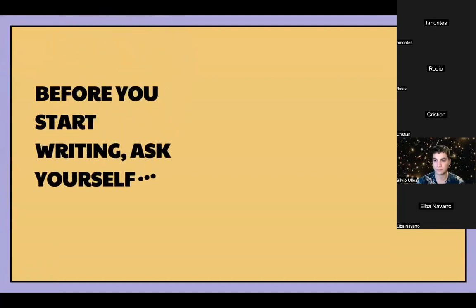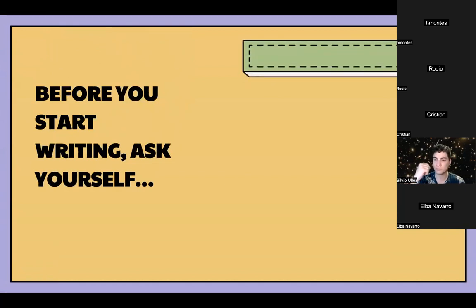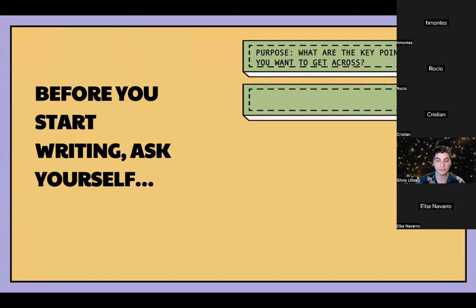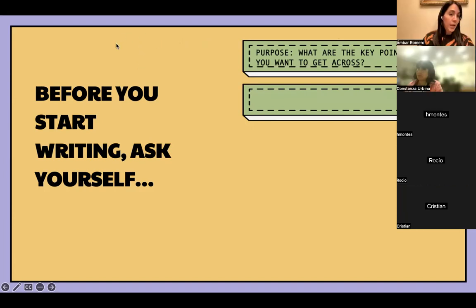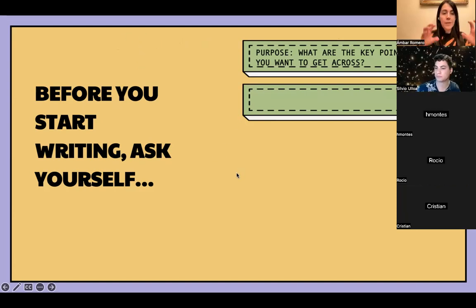We said at the beginning that before we start writing an email, we should ask ourselves at least the following questions. The first question is the purpose. What are the key points you want to get across in your email? This is essential, because this will determine in a way the language you use, the length of your email, etc.